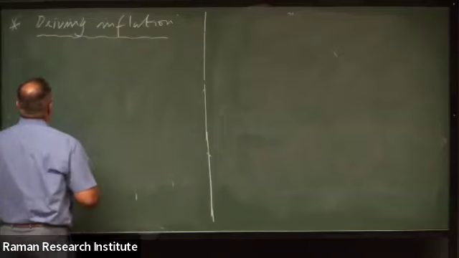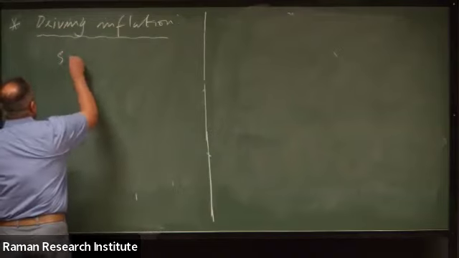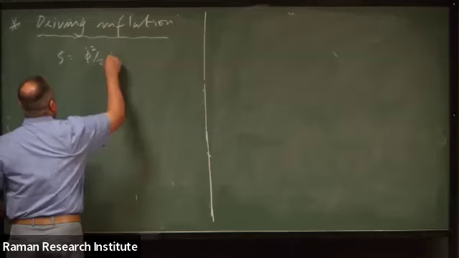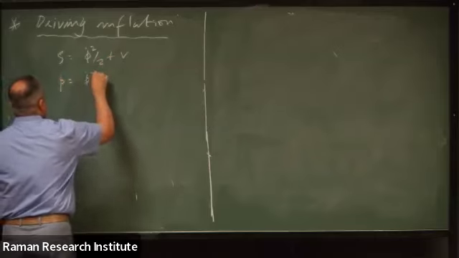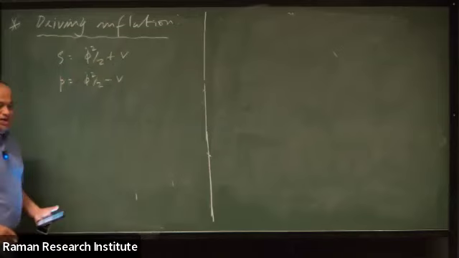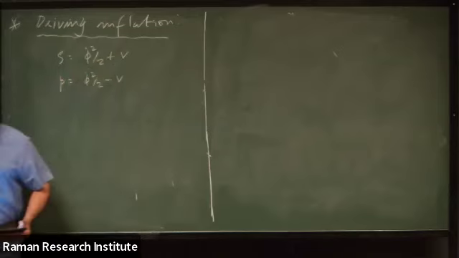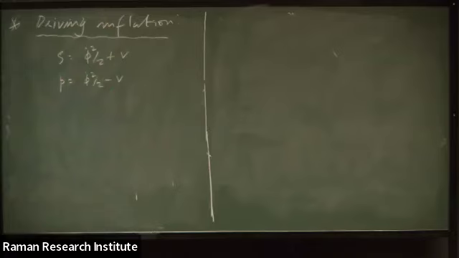So remember the equations we had. We had rho is equal to phi dot squared by 2 plus V, and p equal to phi dot squared by 2 minus V. We considered a canonical scalar field. V is a function of phi. I'm suppressing the phi dependence.